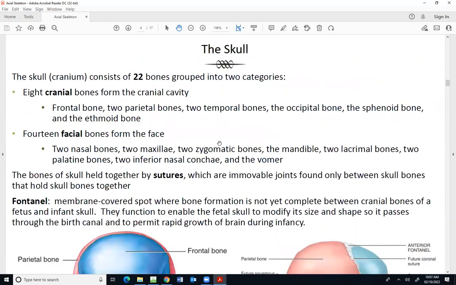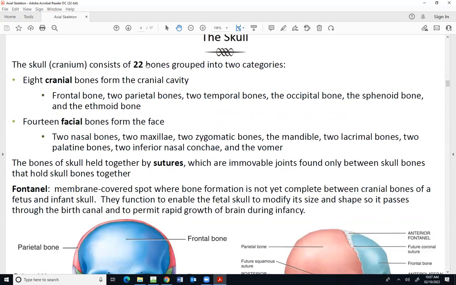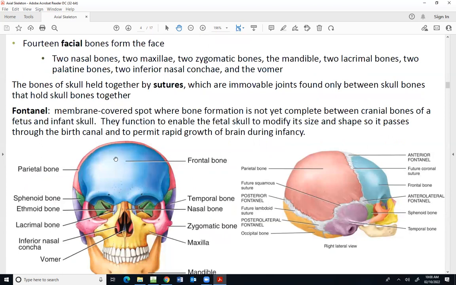Okay, our skull, which also goes by the term cranium, consists of 22 total bones grouped into 2 categories. We'll start by going through each of the 8 cranial bones that form the cranial cavity. So these are the ones that cradle and enclose the brain. It includes a singular frontal bone that forms our forehead and a good portion of the roof of our cranial cavity. There are 2 parietal bones. They form a good portion of the rest of the roof of the cranial cavity.